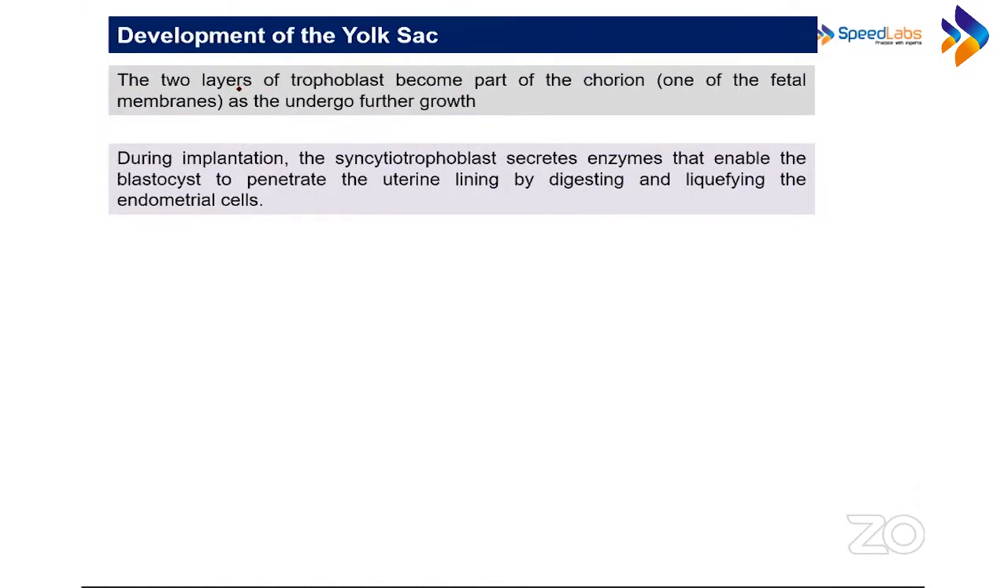Now let us see the two layers of the trophoblast. What were the two layers? The two layers were the cytotrophoblast and syncytiotrophoblast. They become a part of the chorion, and chorion is one of the fetal membranes. What are the different fetal membranes or extra-embryonic membranes? You have the chorion, you have the amniotic cavity or amnion, you have the allantois, and you have the yolk sac. These are the different membranes.